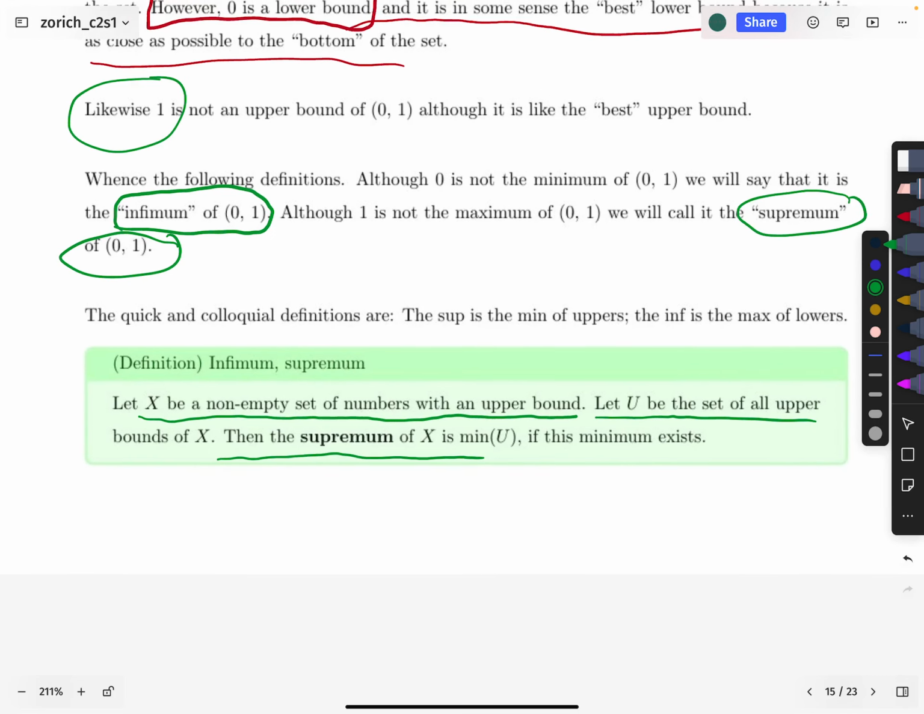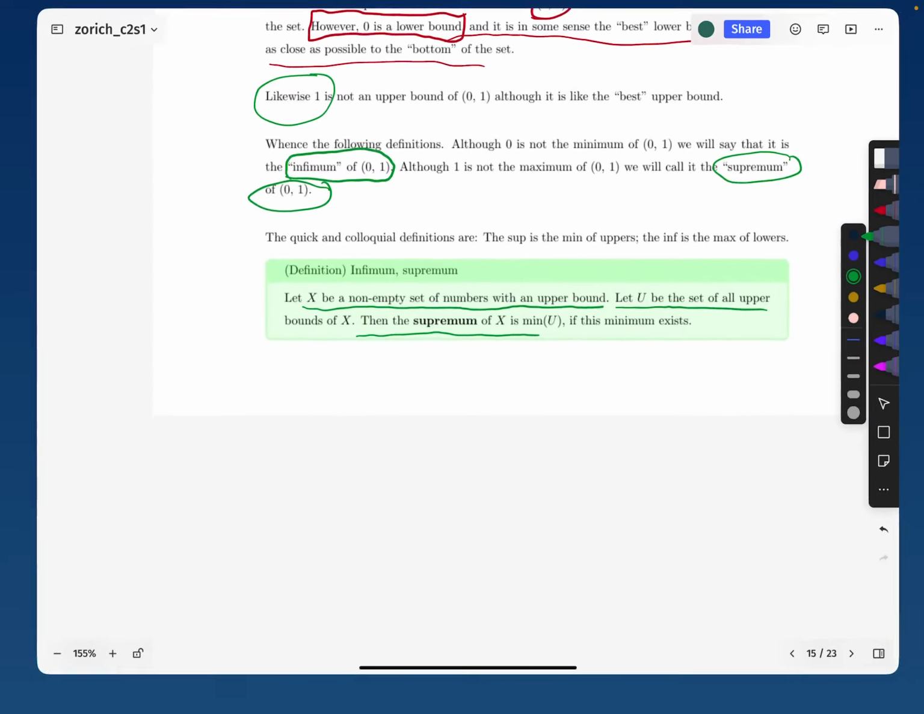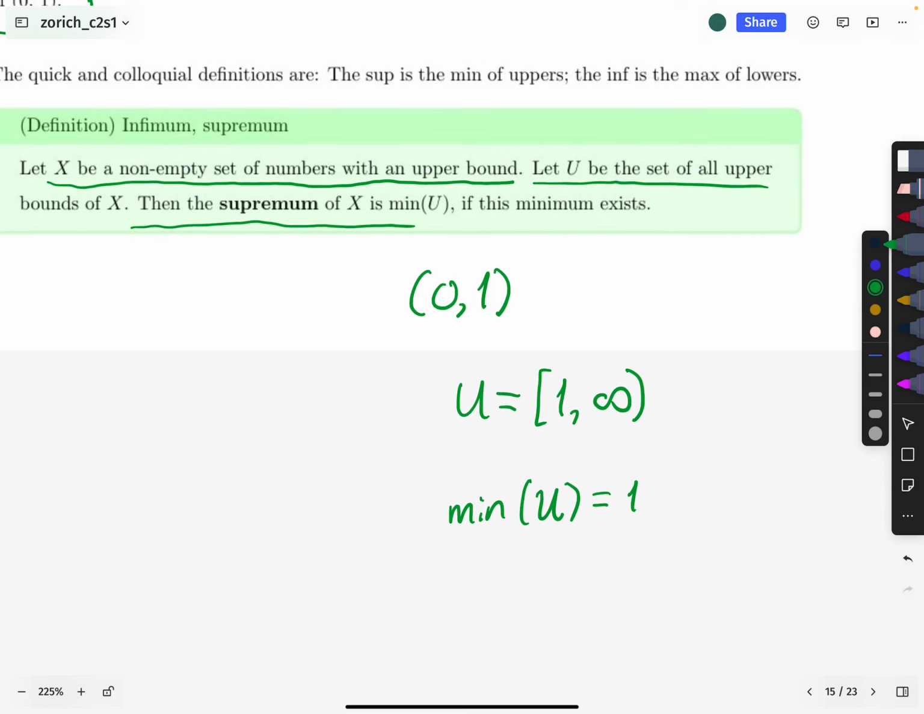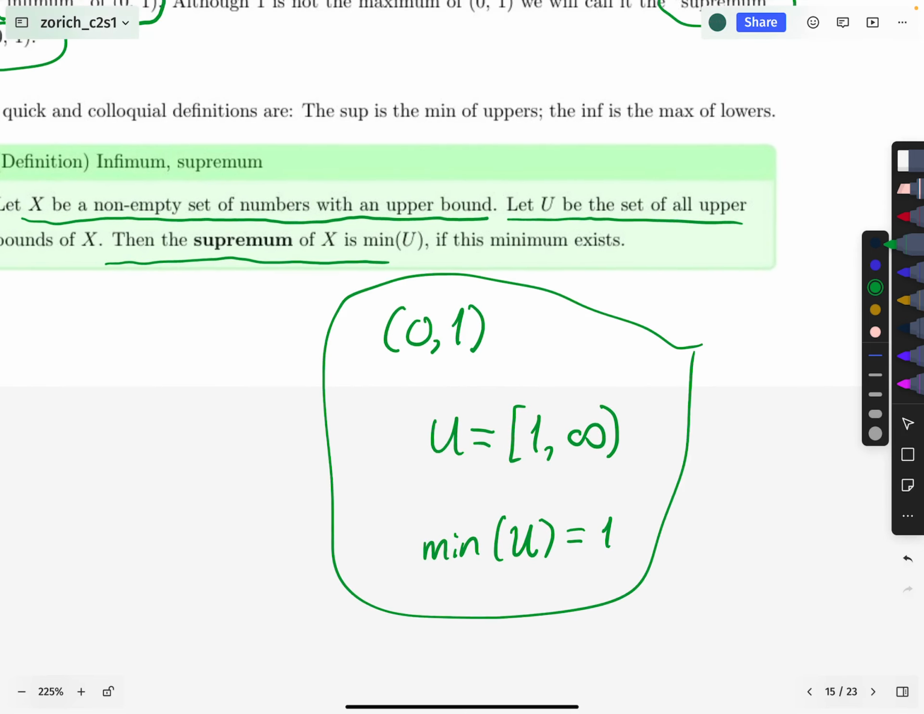So let's apply this idea again to the interval from 0 to 1. The set U of all of its upper bounds is the set 1 to infinity. All of those numbers are upper bounds of this interval. And the minimum of U is the least element, which is 1. So that confirms it: applied to this particular instance, we knew that we wanted the supremum to be 1, and it turned out to be 1. So it seems like a well-constructed definition for what we wanted.